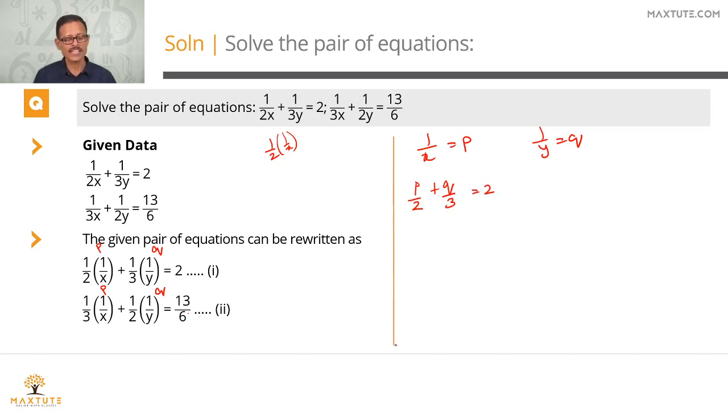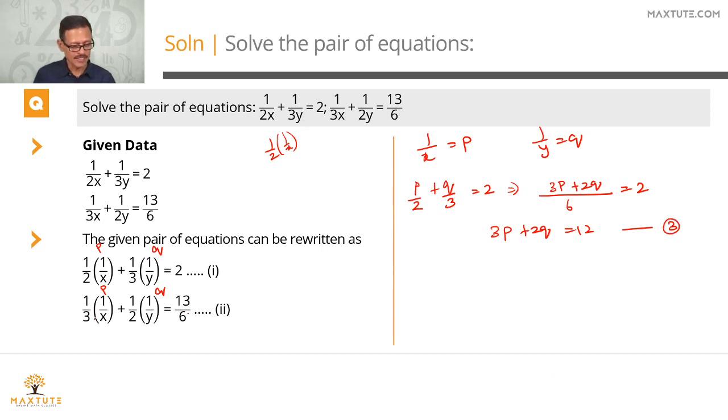Let's come to the second equation in a while. I'm going to take 6 as the common denominator. It's the LCM of both these denominators. So this is going to become 3p plus 2q. This is equal to 2. Cross multiply. So we have 3p plus 2q is equal to 12. Let me call this equation number 3.